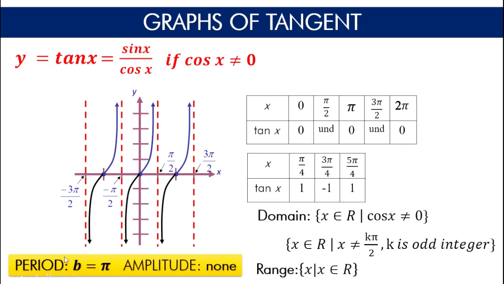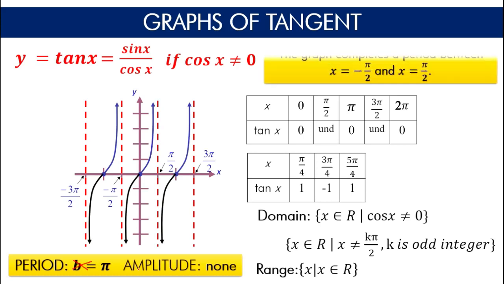Correction: it should not be b equals. The period is equal to pi, because b is only part of the general form, not the whole period. So correction with this in our previous slides also. Our period here is pi, and our amplitude is none. We don't have an amplitude for tangent and cotangent. The graph completes one period from negative pi over 2 to pi over 2.